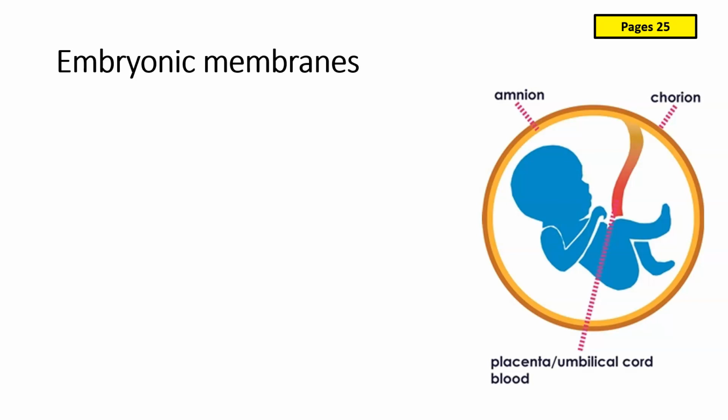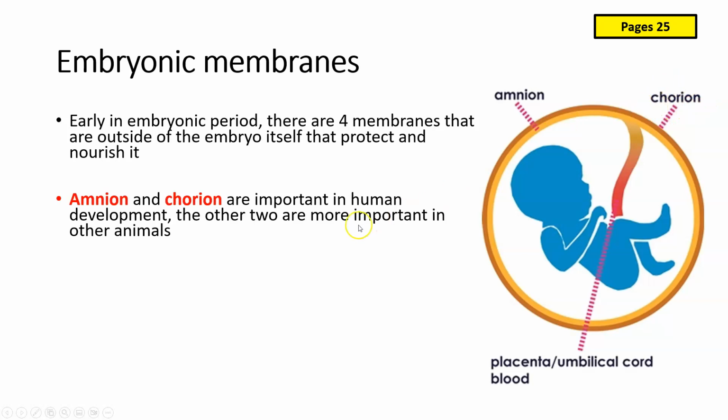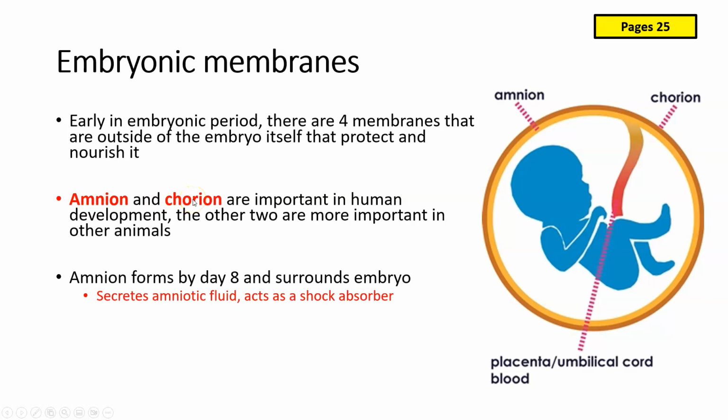All right, so we're going to be looking at the embryonic membranes. So now that we've looked at the germ layers, the embryonic membranes are slightly different. And the two that we need to focus on are the amnion and the chorion. These are most important in human development. There are other layers, but because this is human biology, we're just going to focus on these two. Now, the amnion forms around day 8, and it will surround the embryo.